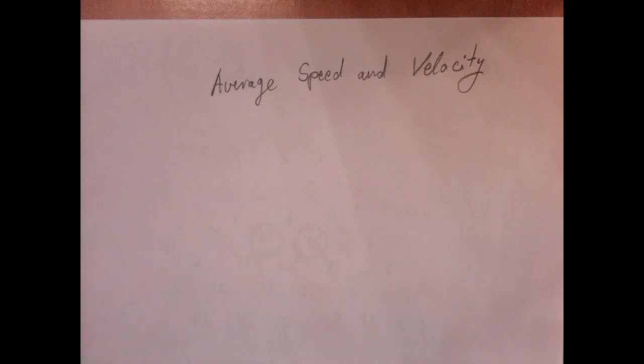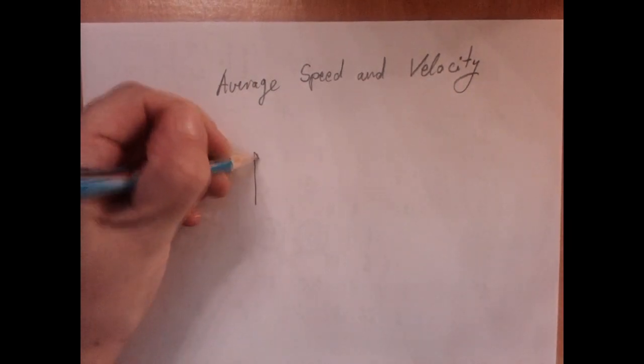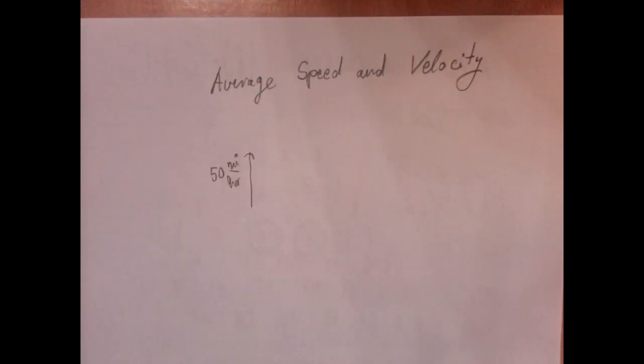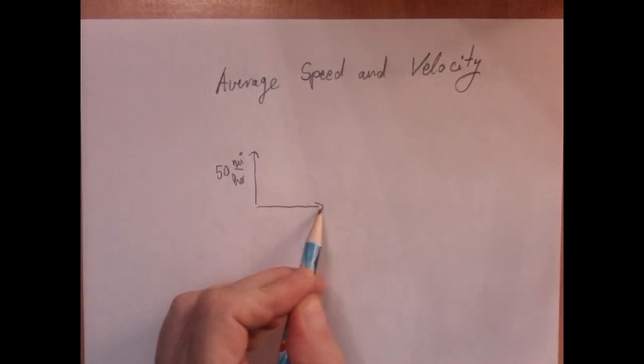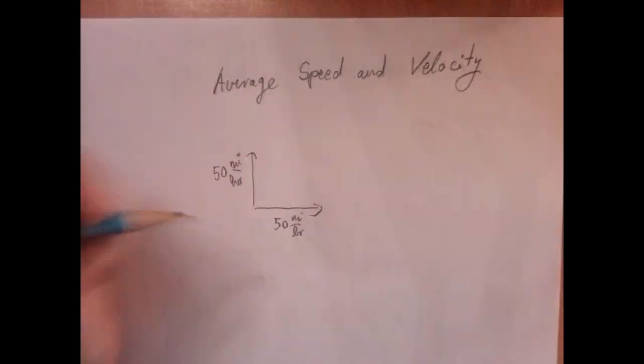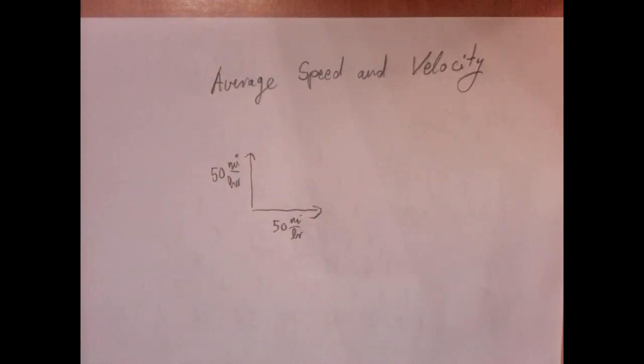So suppose we have a car that's going 50 miles per hour north, and we have another car that's going 50 miles per hour east. These two cars have the same speed but not the same velocity. Alright, so that's one thing. The other is that because of this definition there are going to be other differences that we will see later.